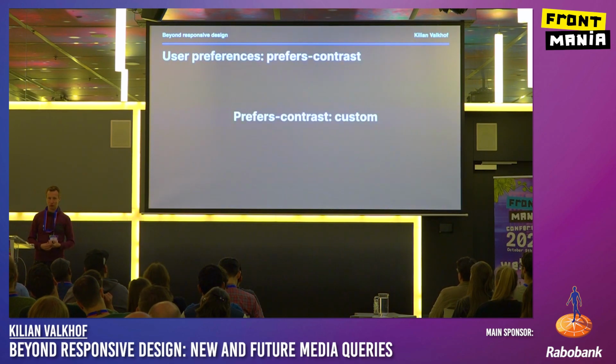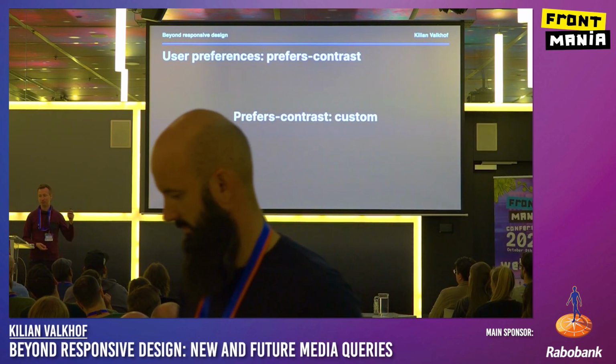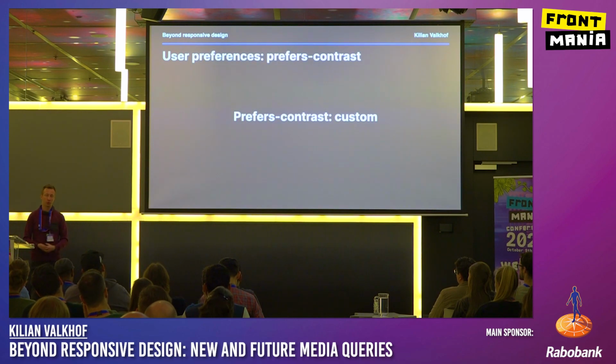Now, prefers contrast custom. That's weird. Contrast is a range, like it's either more or less. There's no other option. Like I want contrast, but it's always going to be more or less. Now, prefers contrast custom, it means something. What it used to be called was prefers contrast forced. And it would match when forced colors were active.